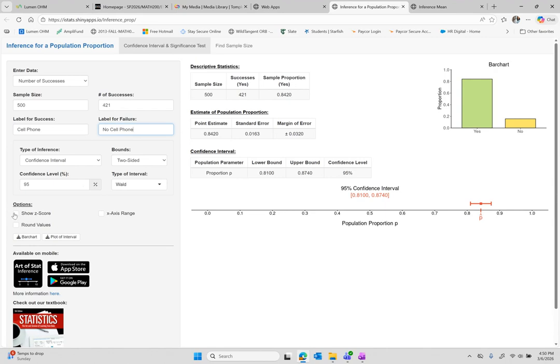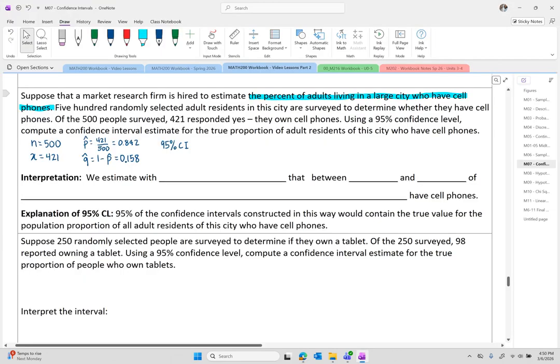And we can check the z-score. It will be 1.96 as expected. And we can see the interval here, graphed for us, and also listed in the title of this graph. So it is 0.81 to 0.874.